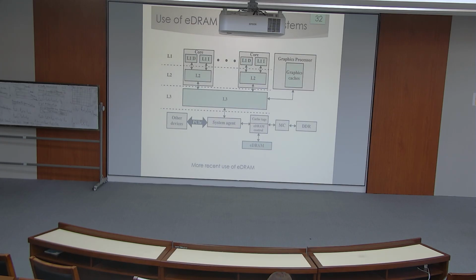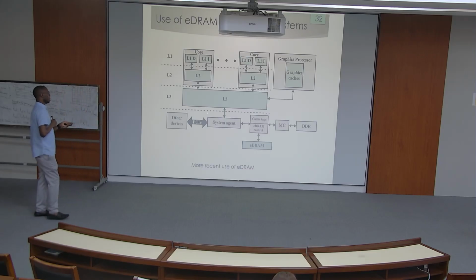Now here we have the use of EDRAM in Intel Core systems. Here we have the 8 cores. Each core includes level 1 data and level 1 instruction cache, then a level 2 memory cache. And when it comes to the common data, we have a level 3 cache. Then we have a graphical processor, which includes graphics cache.